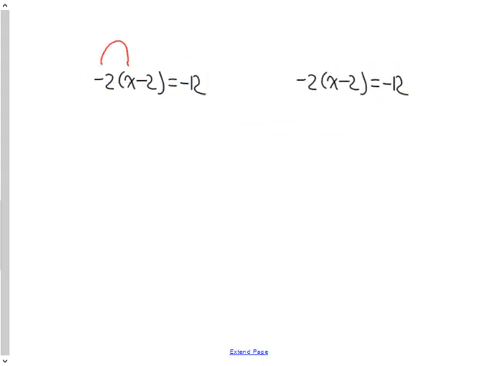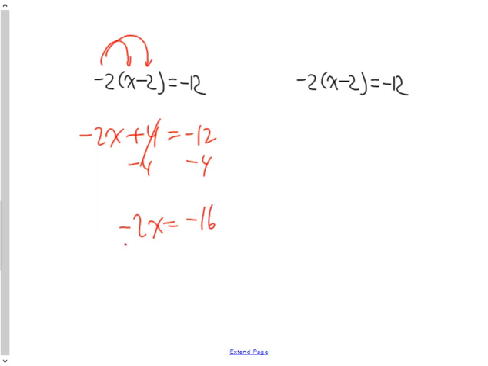So the first way is to expand using distributive property. So -2 times x is -2x, and -2 times -2 is +4. So now we have -2x plus 4 equals -12. And I'm just going to solve using algebra. Get rid of my constant. Get rid of my coefficient by dividing by -2. And x will equal a +8.